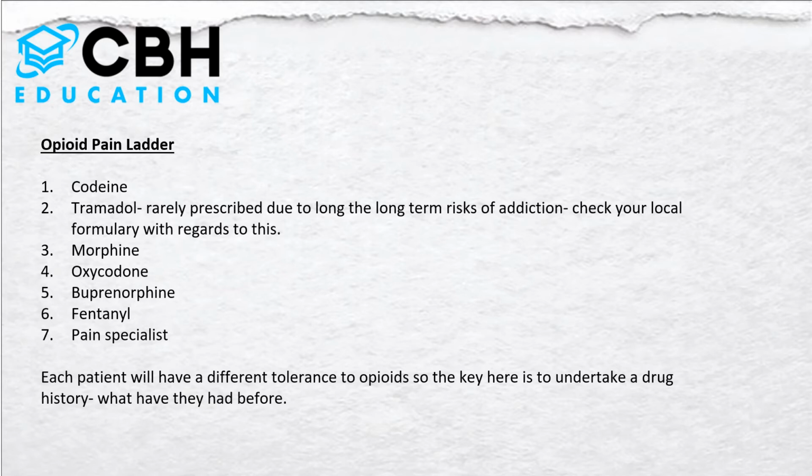Each patient will have a different tolerance to opioids. So here, it's key to undertake a drug history, what they have had before, to ensure that you are looking at the risk of interactions, you are looking at the risks of safety, safe prescribing, and that the patient is having reduced side effects from the medications and preventing adverse drug reactions.